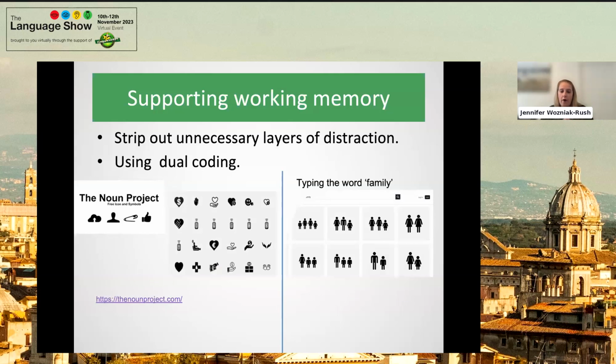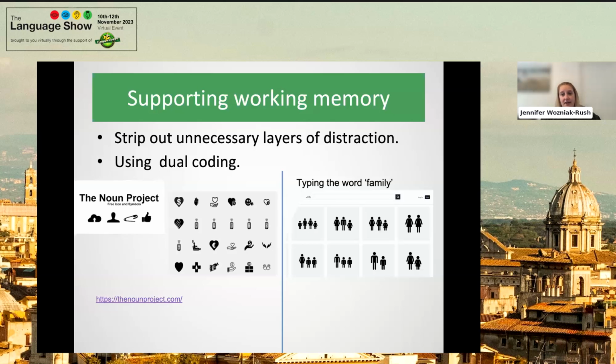So to avoid overload, when we are presenting new learning, we need to strip out unnecessary layers of distraction, and we should avoid asking pupils to listen and read simultaneously. However, in languages, I know that when I introduce vocabulary, I've got a picture, the word in the target language, and I will say that word. So they will listen to it, they can see how it's written, and they can have a picture that goes with it. I use the Noun Project quite a lot.